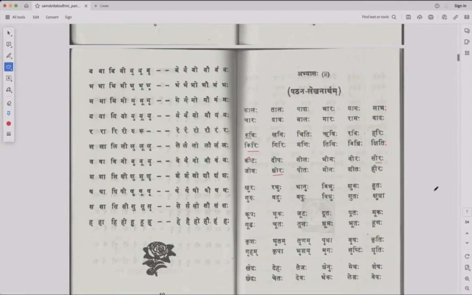Okay. I have one question here. Dheera is courageous and Dheevara is fisherman, isn't it? Dheevara is a fisherman. Yes. Oh, okay, thanks. Dheeraha is brave, like in the Magadheera movie.